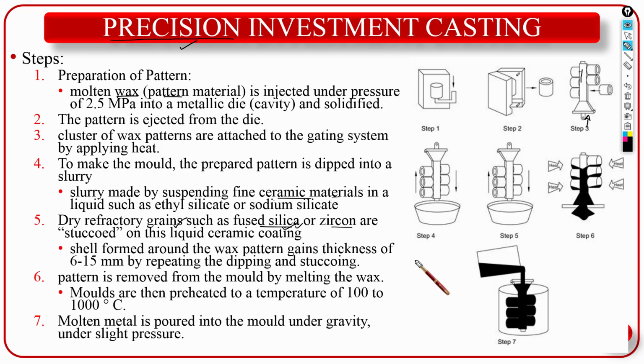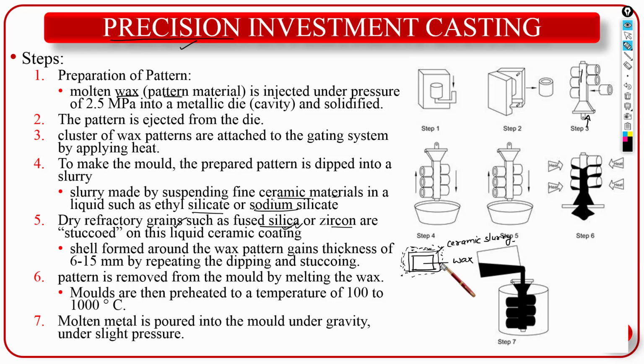So first of all, there is a wax pattern. Above that we apply ceramic slurry. Which material is this ceramic? Sodium silicate or ethyl silicate. Above that we use dry refractory grains on the top, so they get stuck together, and after that this wax is taken out, then we will get the cavity. Now how are you going to take out the wax?